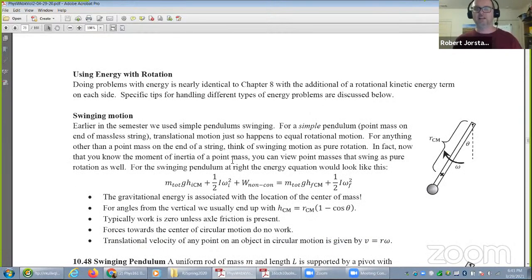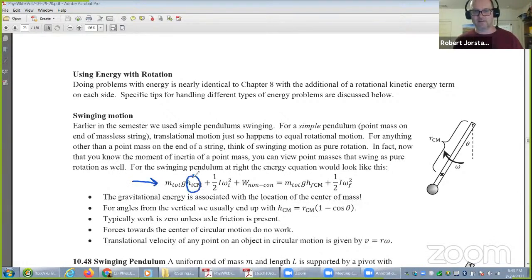And look at this fun equation we get to do next time. We're going to worry about the height of the center of mass location. So I need to know where the center of mass is. Then I need to know the moment of inertia so that I can get the rotational kinetic energy. Okay, that's why we need to know the moment of inertia in all these weird shapes.